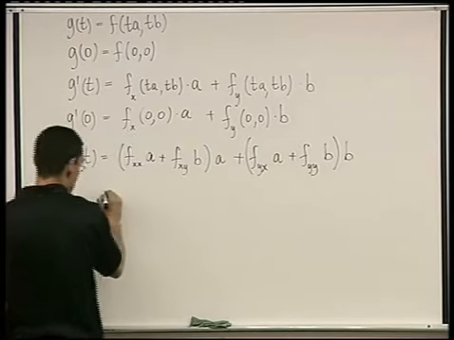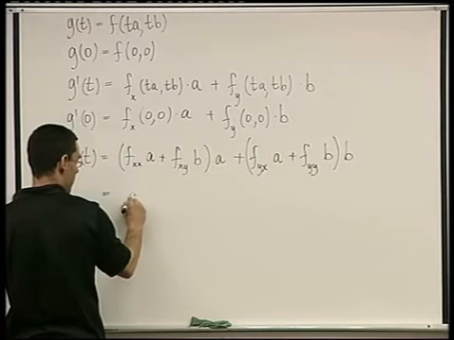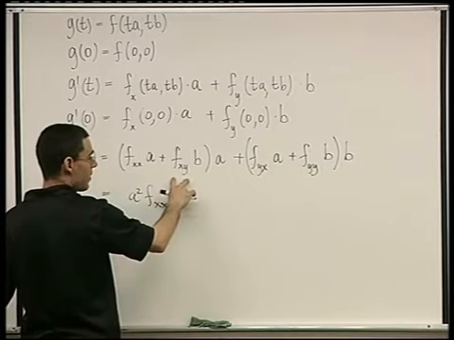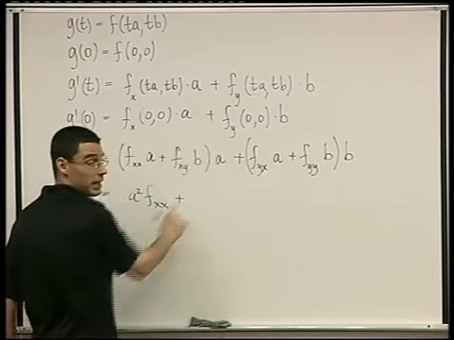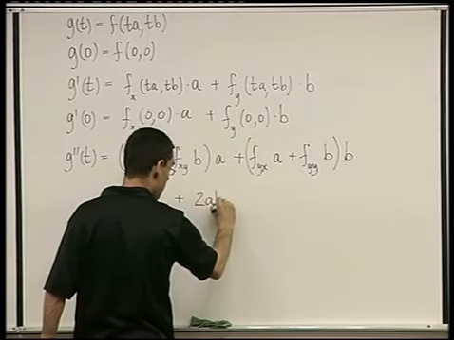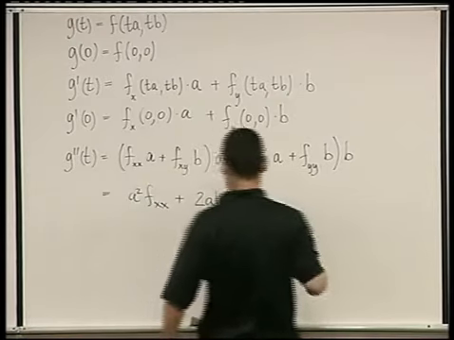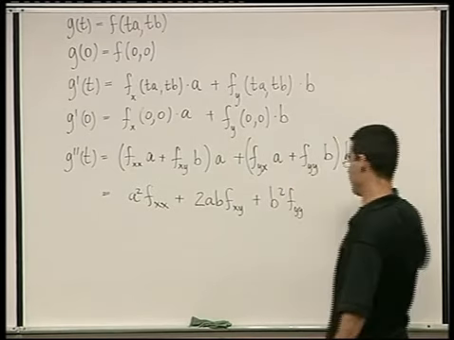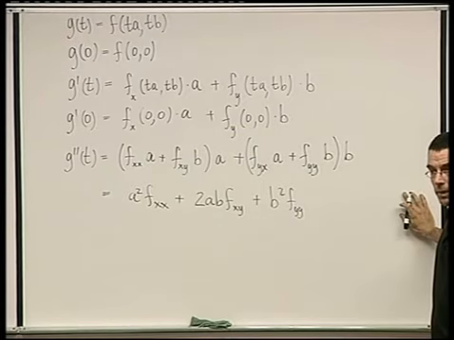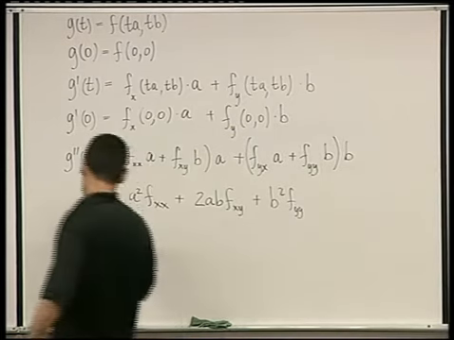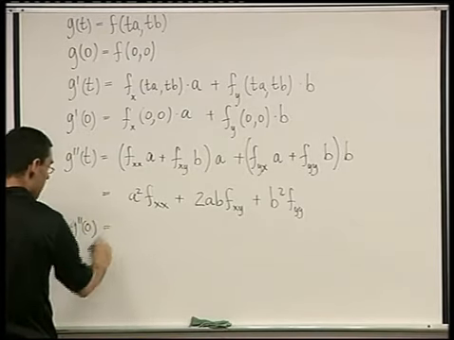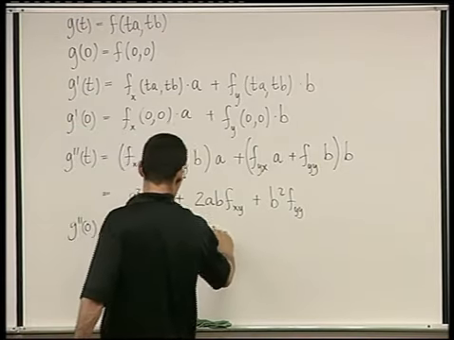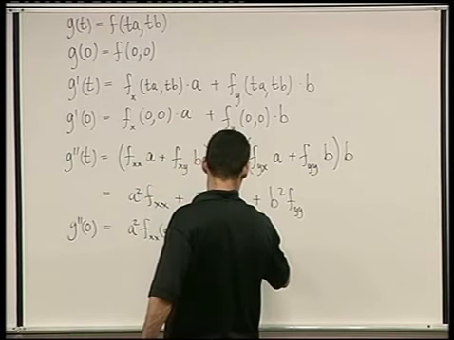So I can rewrite this as a squared times f_xx plus ab times f_xy plus ab times f_yx, but they're equal. So plus 2ab f_xy plus b squared times f_yy. Do you agree? Everybody? And in particular, evaluated at 0, g prime prime at 0 is a squared f_xx evaluated at 0 plus 2ab f_xy evaluated at 0.